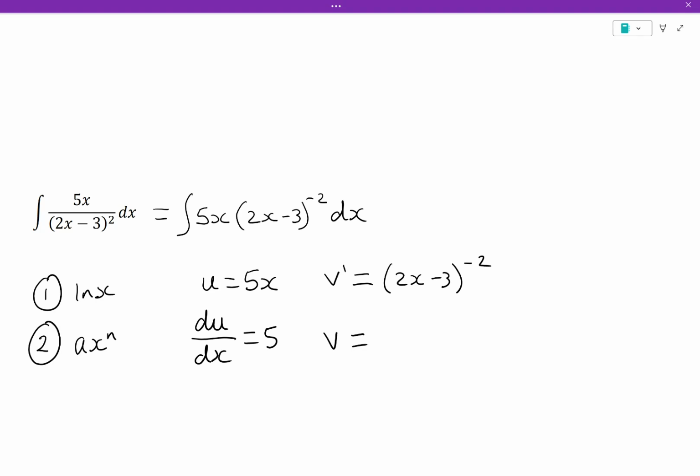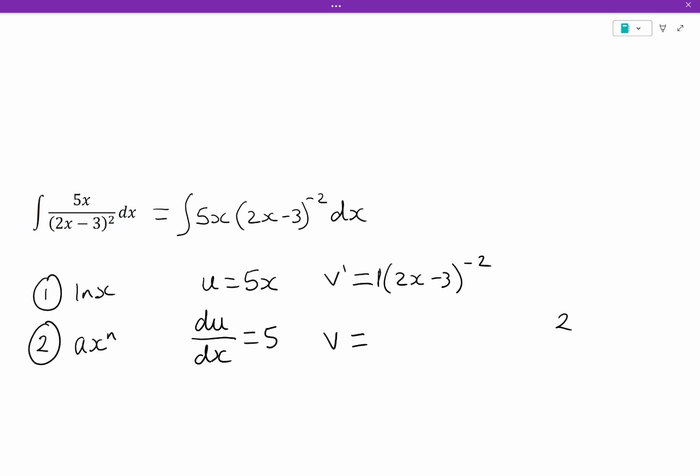So let's check. We have a bracket raised to a power. Can we use the reverse chain rule? Well, when we differentiate 2x subtract 3, I get 2. In front of the bracket, we've got a 1. To get from 2 to 1, do we have to multiply by a numerical value? Yes, so we can use the reverse chain rule in this case.